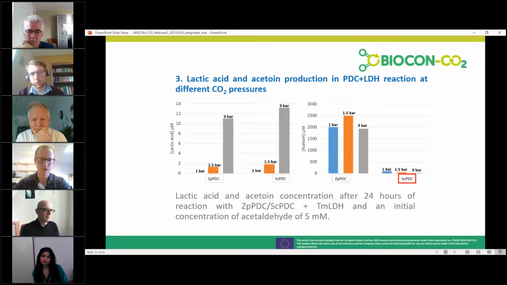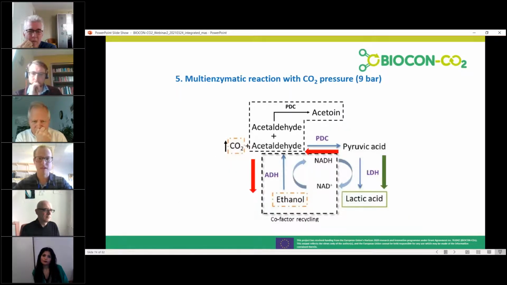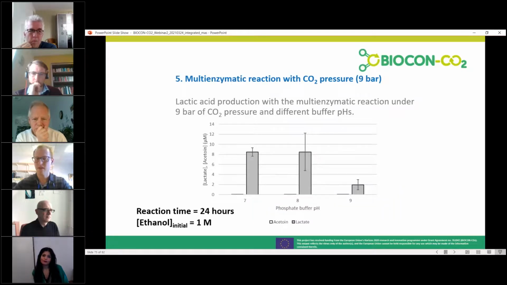Next slide, please. We further push the reaction by adding more substrate, so we can reach up to around 74 micromolar of lactic acid. Next slide, please. And we then apply these strategies to the whole multi-enzymatic system. And finally, with these conditions, we could detect the lactic acid and avoid the production of acetoin.